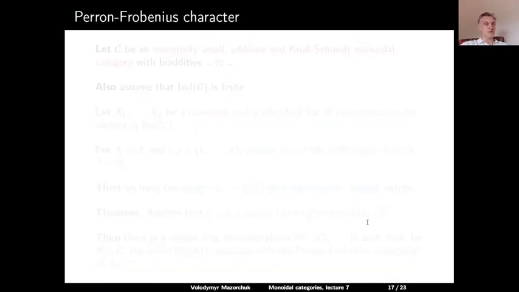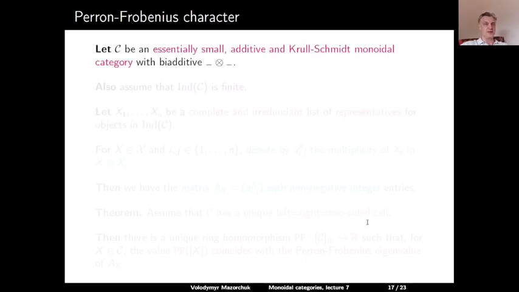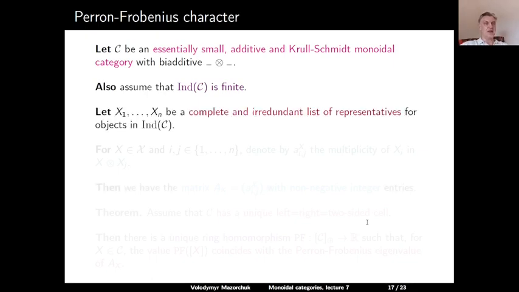Now we can use Perron-Frobenius theorem to define what is known as a Perron-Frobenius character for certain monoidal categories. As before, in the definition of the Grothendieck ring, let C be an essentially small additive and Krull-Schmidt monoidal category with biadditive tensor product. Assume that C has finitely many isomorphism classes of indecomposable objects, and let x_1 and so on x_n be a complete and irredundant list of representatives for these objects.